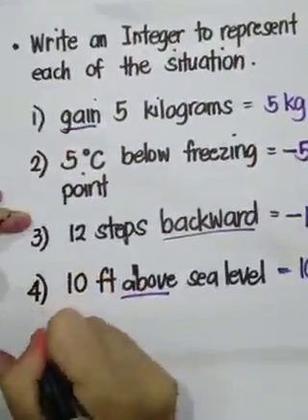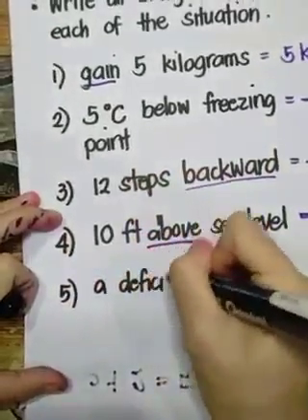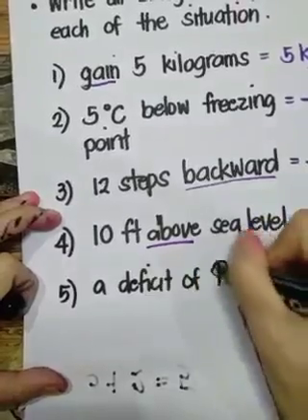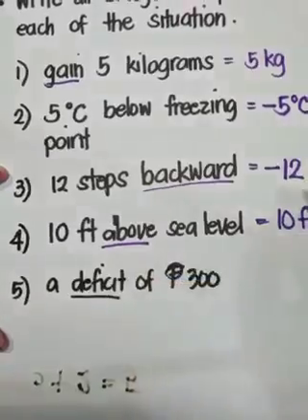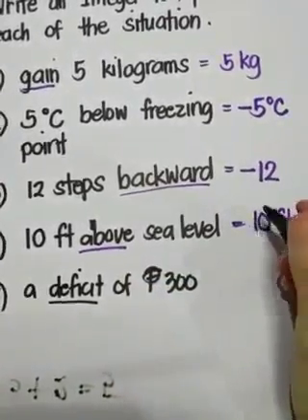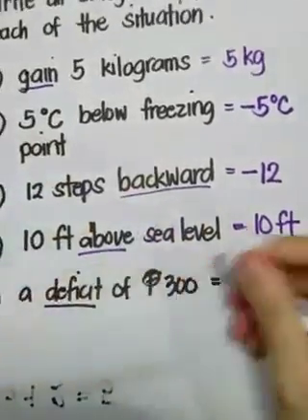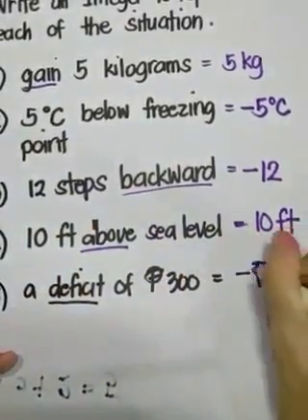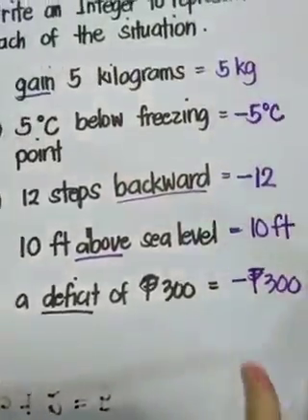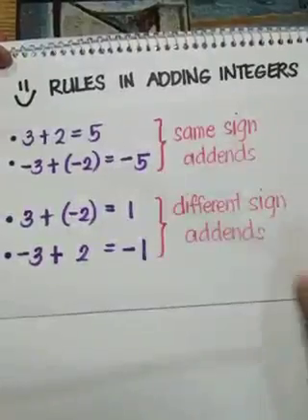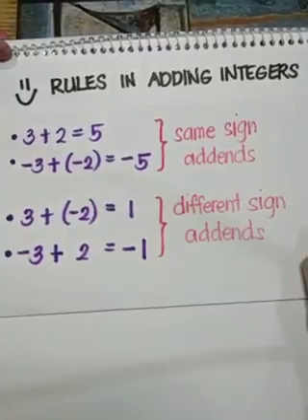A deficit of 300 pesos. When we say deficit, it means lacking, short. So it is a negative integer. It can be represented by a negative integer. So negative 300 pesos.